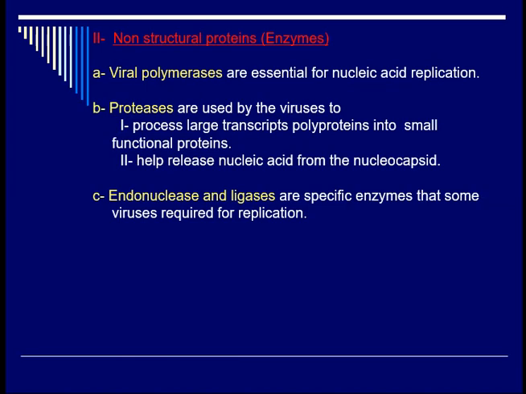Other viral proteins are the non-structural proteins, the enzymes. Examples of these non-structural protein enzymes: A, the viral polymerases. These enzymes are essential for nucleic acid replication. B, the proteases.